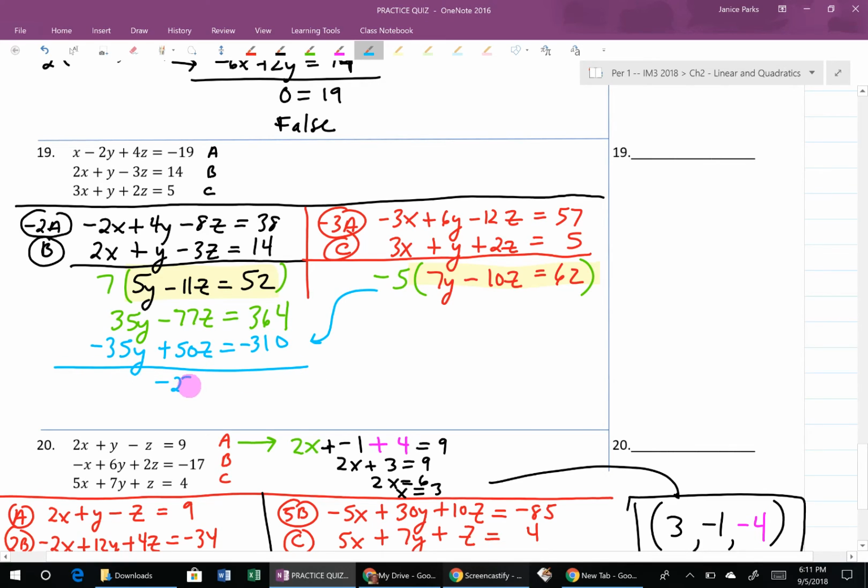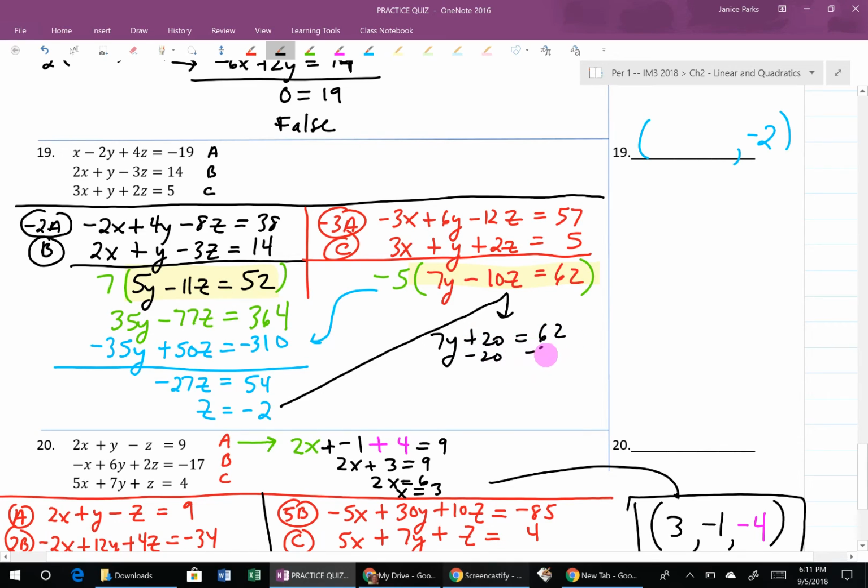So this gives me negative 27z equals 54. So z is equal to negative 2 when you make that division. I'm going to plug in z equals negative 2 to one of the two highlighted equations. I'm going to choose this one. So I get 7y, negative 10 times negative 2. That gives me plus 20. Subtract 20. So 7y is equal to 42. Y is equal to 6.